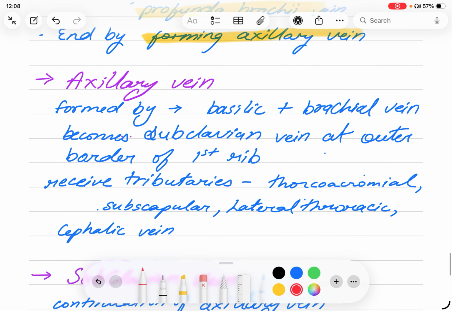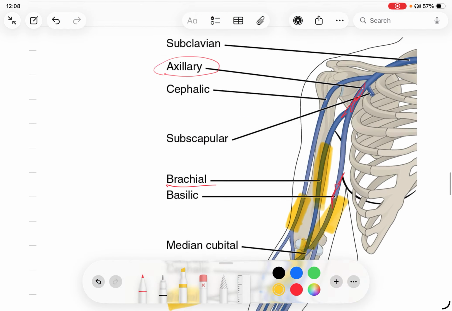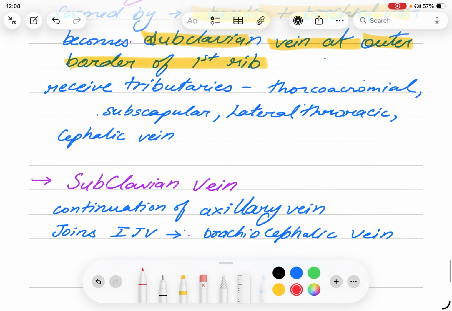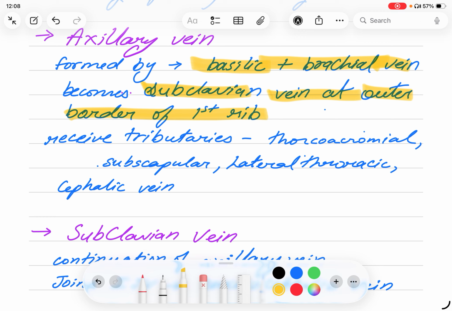Now come on to the axillary vein. Axillary vein is formed by basilic plus brachial vein and becomes the subclavian vein at the outer border of the first rib. Like here you see, this is our first rib, its outer border. After that, the axillary vein becomes the subclavian vein. The axillary vein receives tributaries like thoracoacromial, subscapular, lateral thoracic, and cephalic vein.